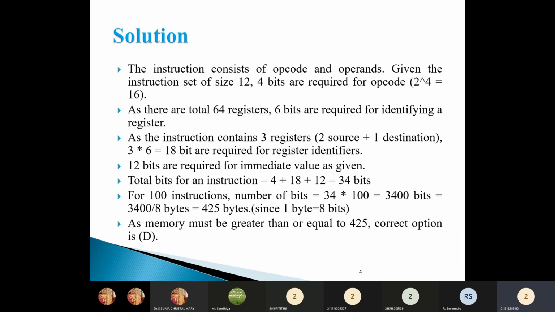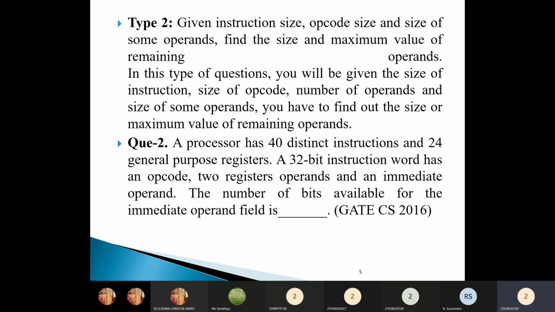A processor has 40 distinct instructions and 24 general purpose registers. A 32-bit instruction word has an opcode, 2 register operands, and an immediate operand. The number of bits available for the immediate operand field is? So we have to find the answer.